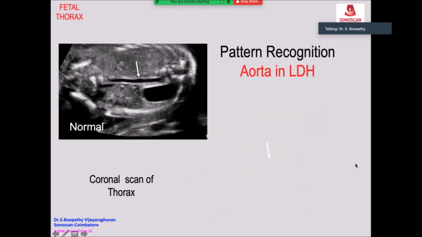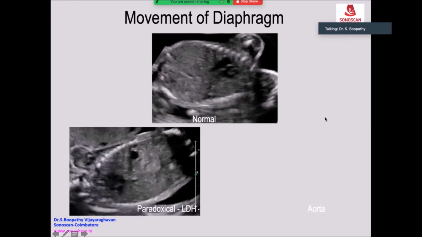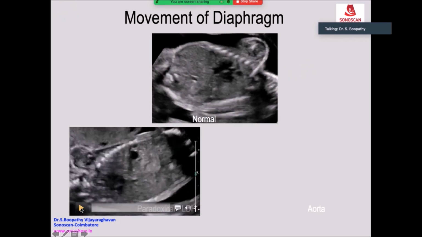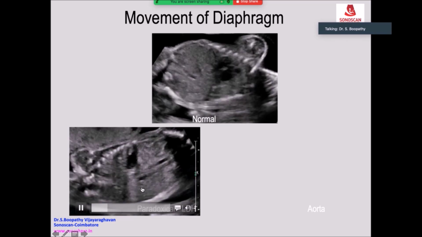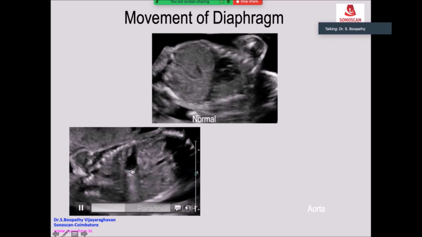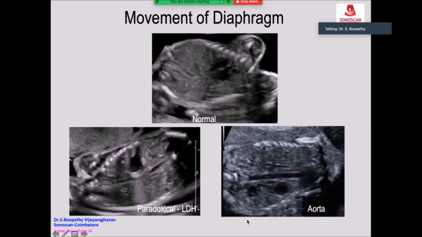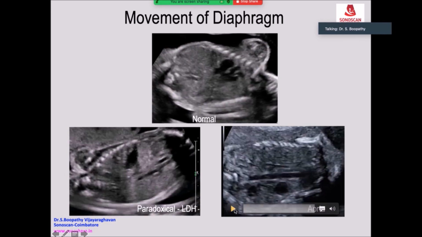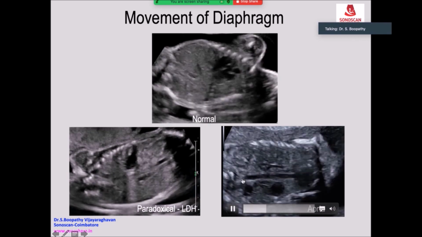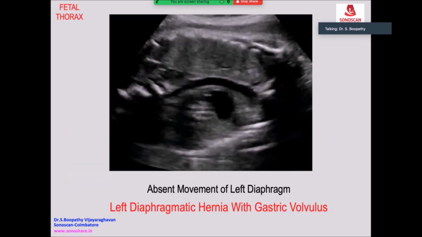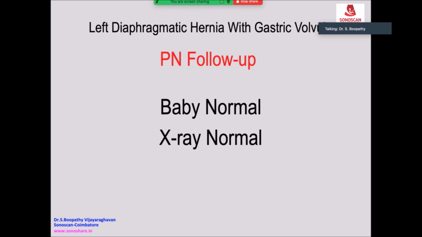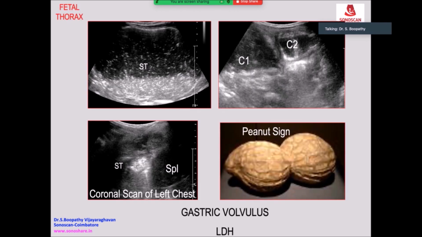You can see in a normal, then you see the paradoxical movement here. You can see the right moving down and the left moving up. You see the paradoxical movement, and here you can see the gastric volvulus, and on postnatal follow-up I was told the baby was normal with gastric volvulus, which was the prenatal diagnosis which was confirmed.